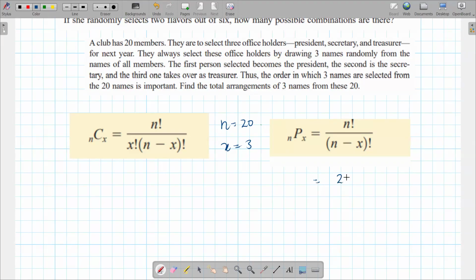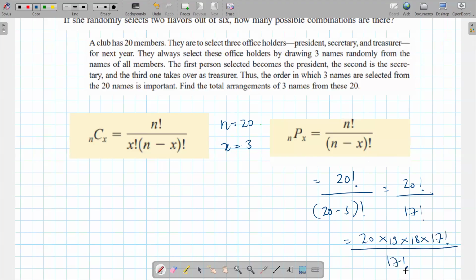Again, it's very simple. 20 factorial divided by n minus x. That's going to be 20 minus 3 factorial. So this becomes 20 factorial over 17 factorial, which is 20 times 19 times 18 times 17 factorial over 17 factorial. This cancels out of this. So the final answer is going to be a number, 6840. And that's the final answer for this question using permutations.